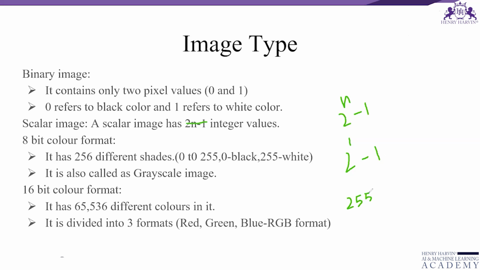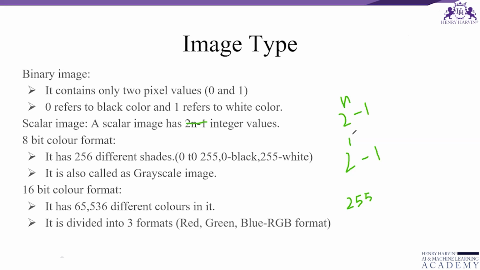So what is this 8? So that we have to understand, right? So 8 stands for the bits, right? So if it is 1 bit, it is a binary image, 0 and 1, right? Fine. So when we talk about 8-bit color format, it has 256 different shades. So 0 to 255, out of which 0 is black and 255 is white. It is also called a grayscale image.